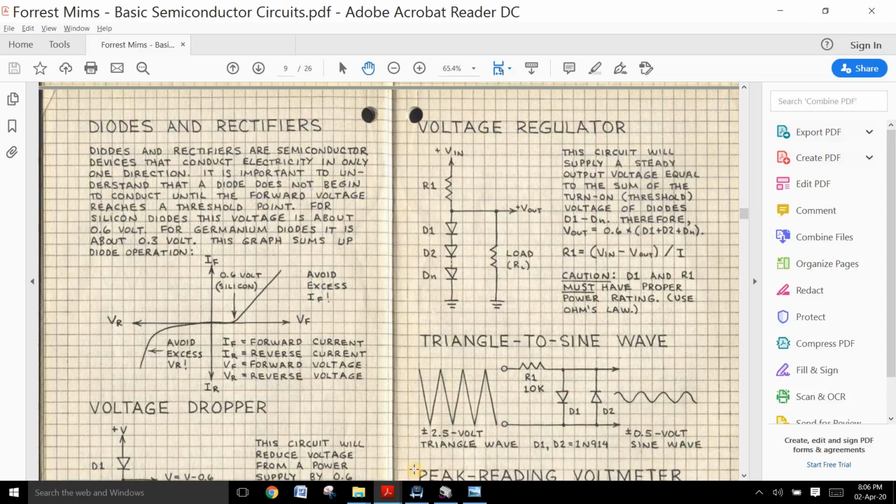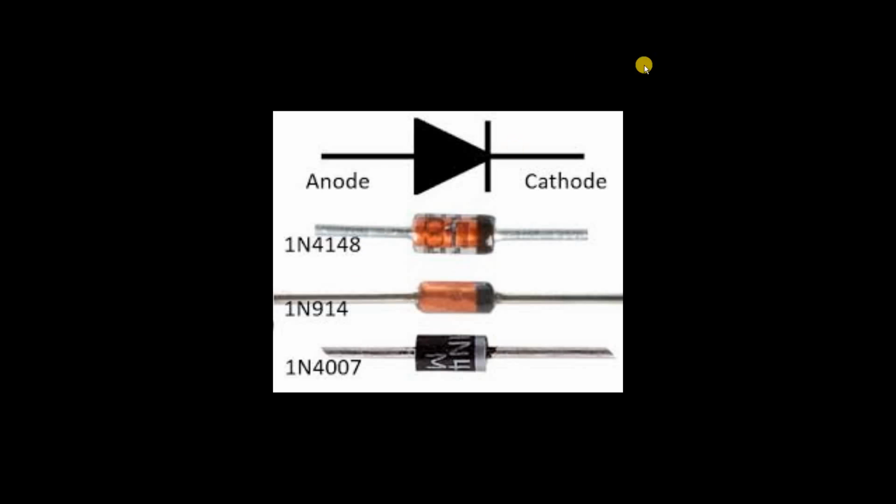Let me show you the diagram or pictures of different diodes, so you'll be able to identify them in real life. So this is a symbol. This is how a diode looks in real life. This is a signal diode.